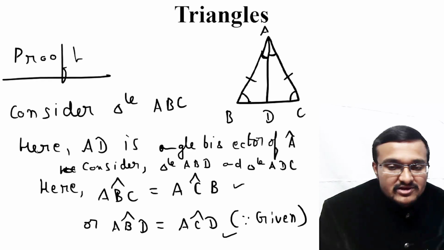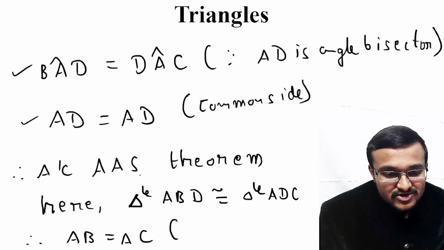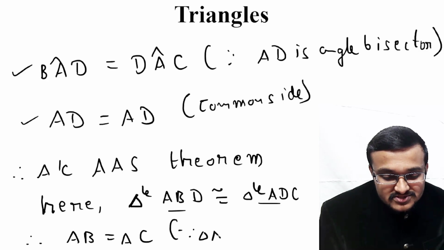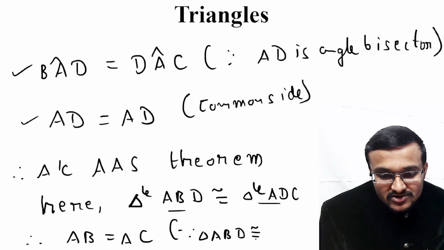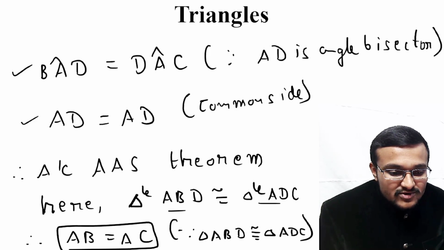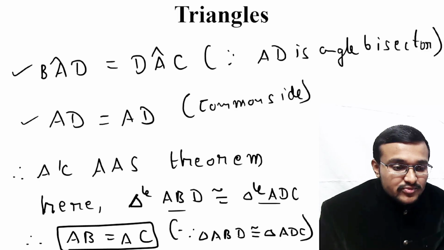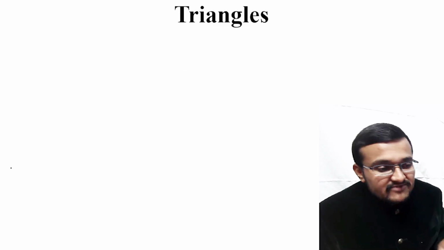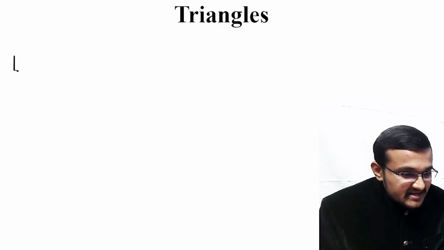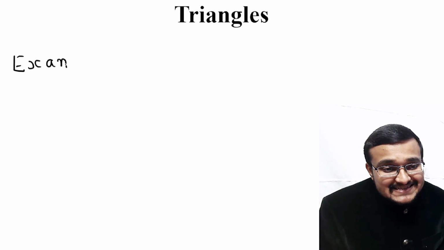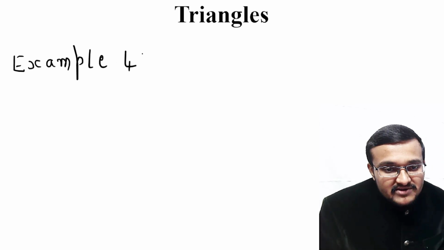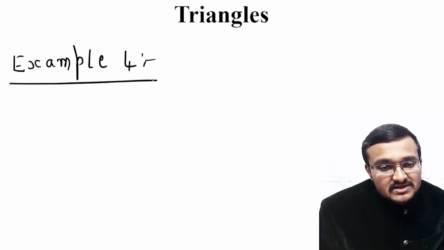So this particular AB will be equal to AC, because according to the ASA theorem, triangle ABD is congruent with triangle ADC. That's why AB is equal to AC. So this is the proof for theorem 7.3. Now we have proved theorem 7.2 and theorem 7.3. Now we will look into a few example questions. So now we will look into example 4, which is there in this particular chapter.